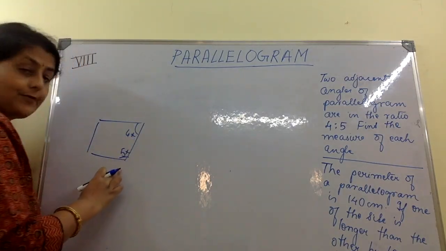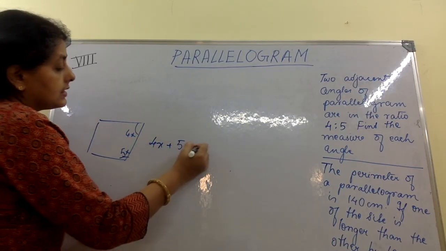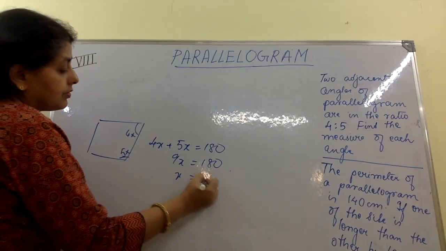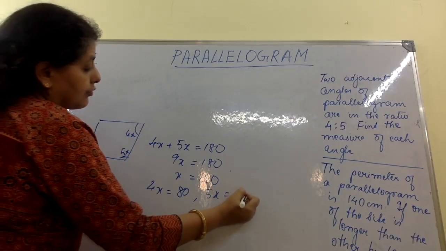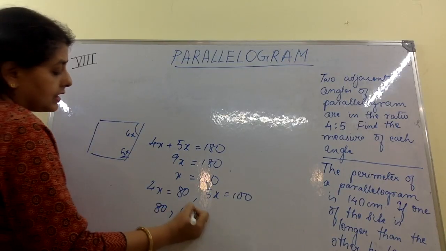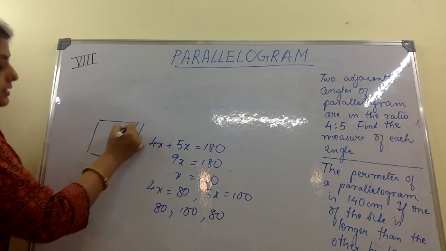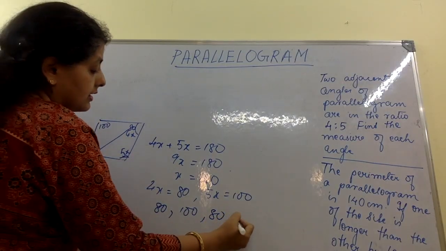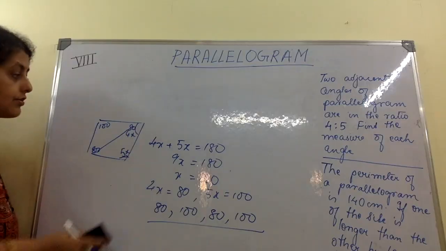So 4x plus 5x is equal to 180. 9x is equal to 180. Then x is equal to 20. So 4x is equal to 80 and 5x is equal to 100. What have they asked? Find the measure of each angle. So one is 80 degrees, another is 100 degrees. Again, if this is 100, this will be 80 because opposite angles are equal. If this is 80, this will also be 80. If this is 100, this will also be 100. So 80, 100, 80 and 100. These are the measures of all the angles of the parallelogram. Next question.